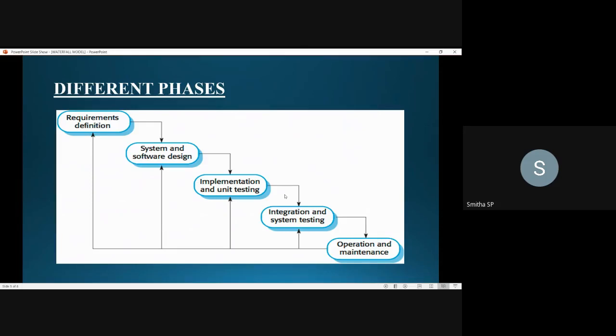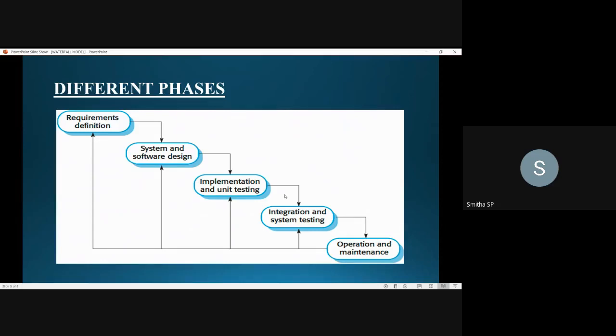Then, once we are done with the system and software design phase, we will move on to the implementation and unit testing phase. During this stage, the actual coding of the software begins. That is, the software design is realized as a set of programs or program units. So, unit testing is done here. This unit testing involves verifying that each unit meets its requirement specification, and validation, that is a testing process, is done against the customer requirement specification.